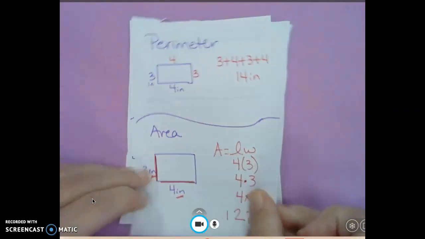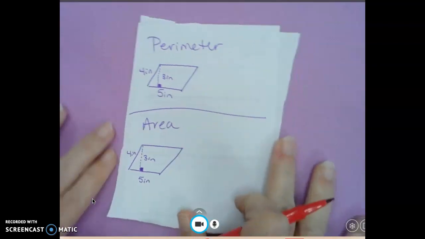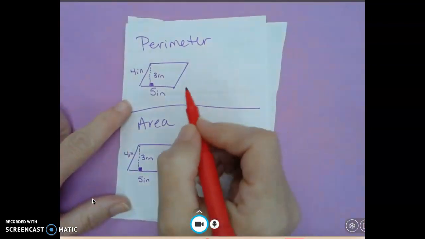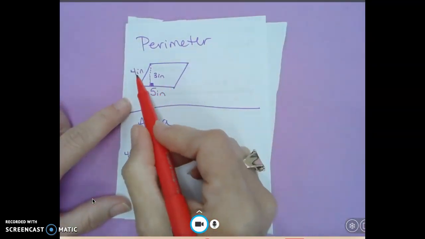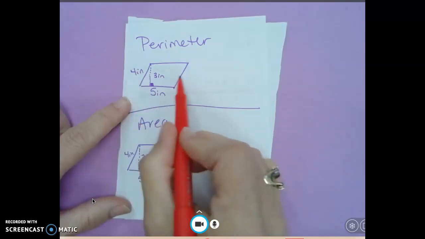All right, moving right along. If we have a parallelogram, parallelograms are similar to rectangles in terms of opposite sides being equal.